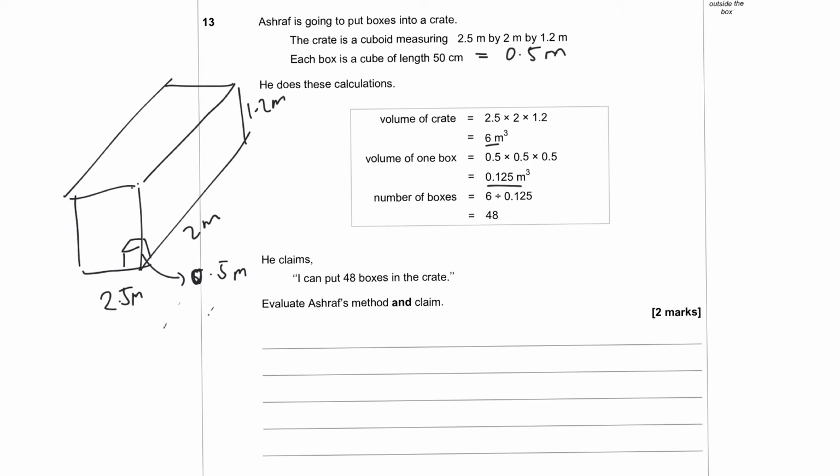However, this does not mean that you can fit 48 boxes within the crate, because I'll give you an example. If we look along this part where we know one of the lengths is 2.5, if we did 2.5 divided by 0.5 in your calculator, you should get 5. So there you could fit 5. Then if you put into your calculator 2 divided by 0.5, to see how many you can fit along there, it'll be 4.